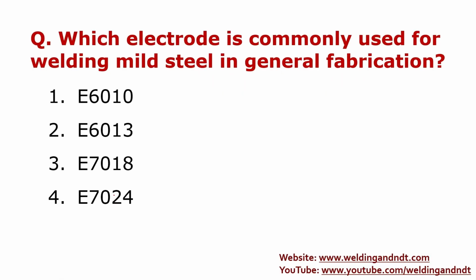Our today's question is, which electrode is commonly used for welding mild steel in general fabrication? This is a very general question, and it is asking which electrode is used in normal fabrication while welding mild steel. For mild steel, the very general electrode which we use in the workshop or at site is E6013. E6013 is a general electrode which is used for general fabrication.